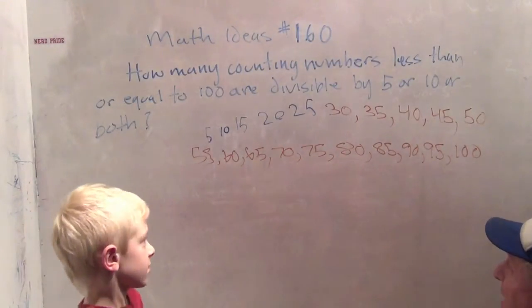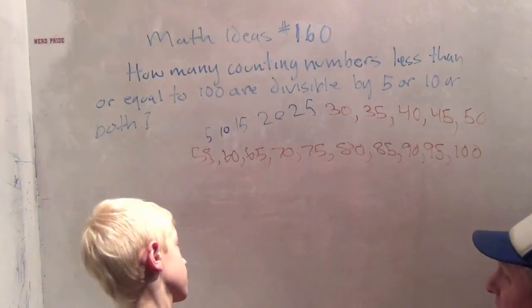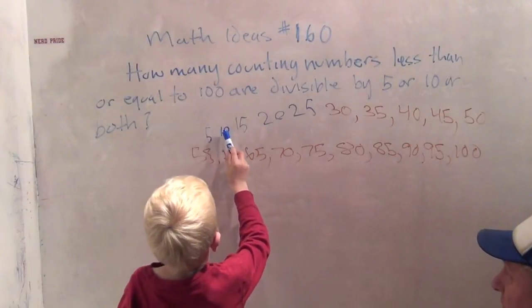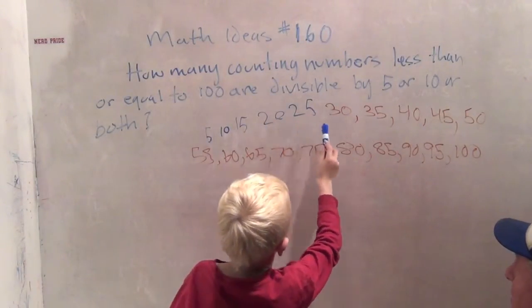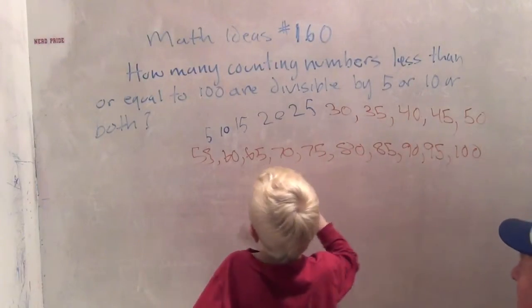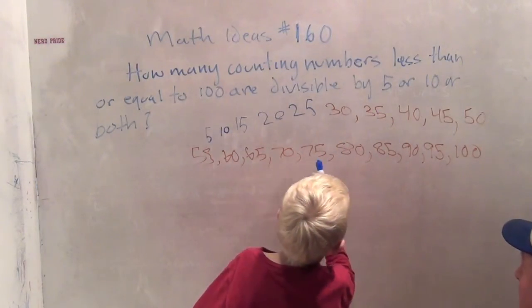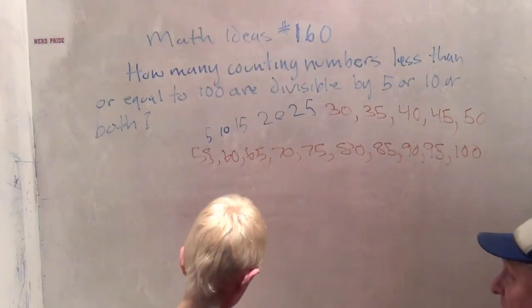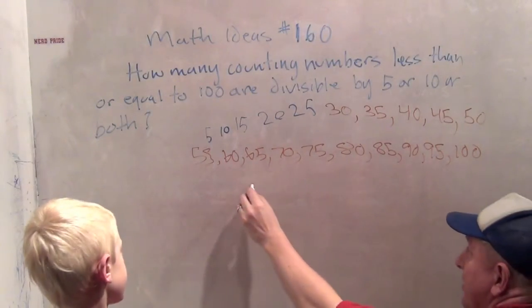Okay, so how many numbers are there on the board there? 2, 4, 6, 8, 10, 12, 14, 16, 18, 20. 20. Very interesting.